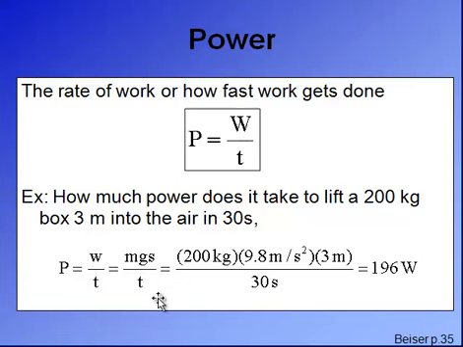And with the example that we just did, lifting a 200 kilogram mass up 3 meters, here again the work, 200 times 9.8 times 3, that was 5,880. That's the MGS there for work. But now I'm doing this in 30 seconds time. So divide by the time, divided by 30 would be 196, and that would be joules per second. A joule per second is defined to be a watt.